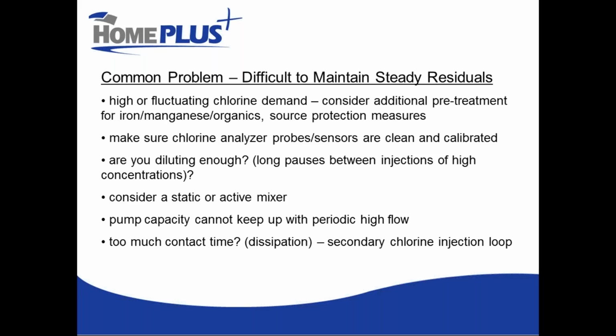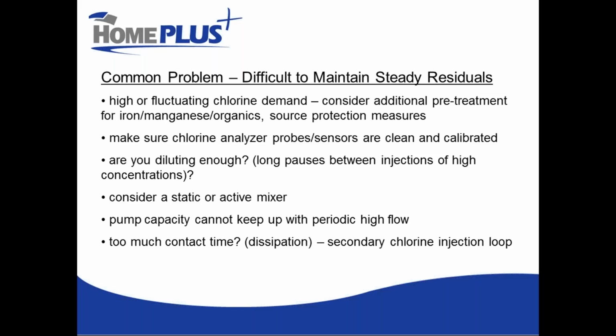Is the fluctuation caused by faulty equipment, or is it just caused by fluctuating chlorine demand in our source water? If we do have a chlorine analyzer, make sure the probes and sensors are cleaned and calibrated. The manufacturer of those analyzers will have guidelines that can be followed. And that calibration can be quite important to be done on a regular basis.